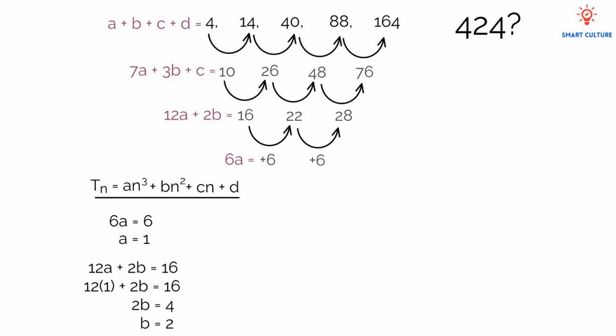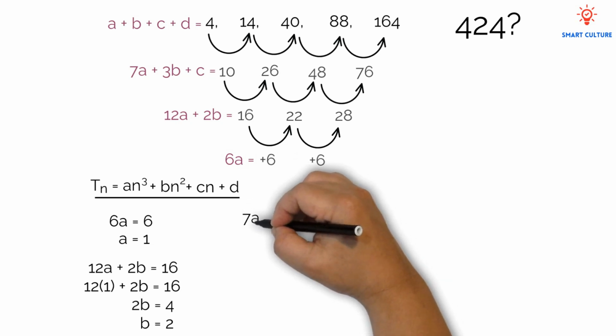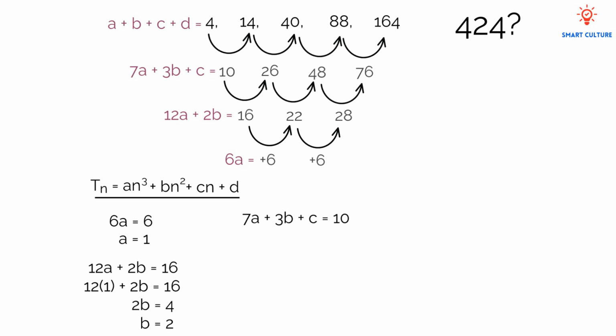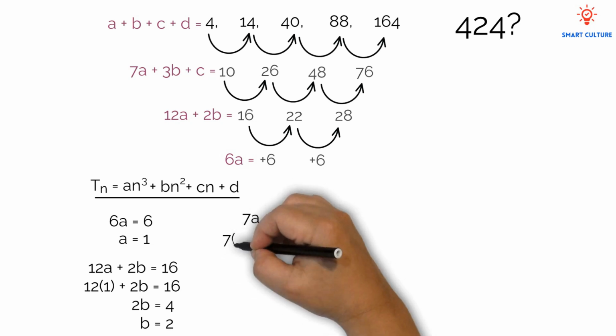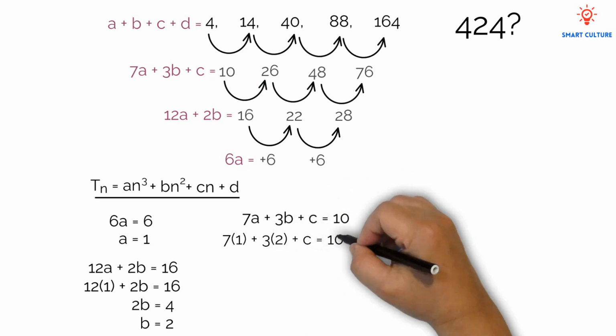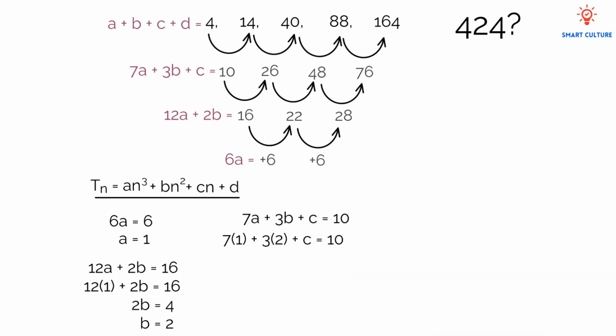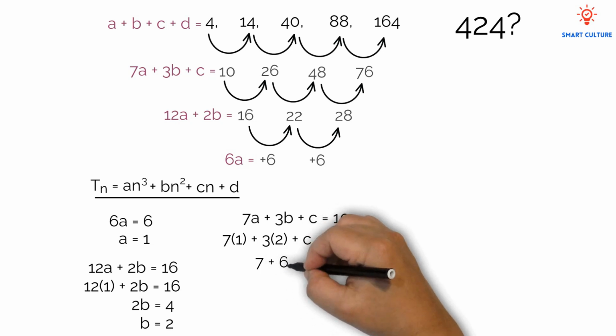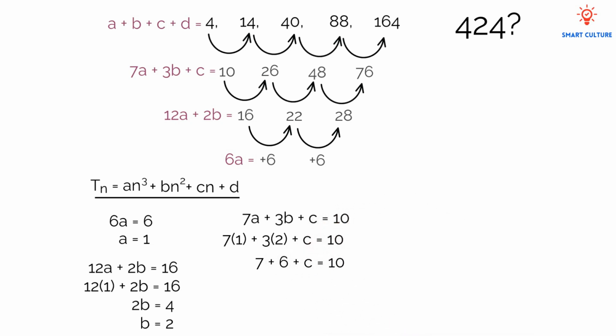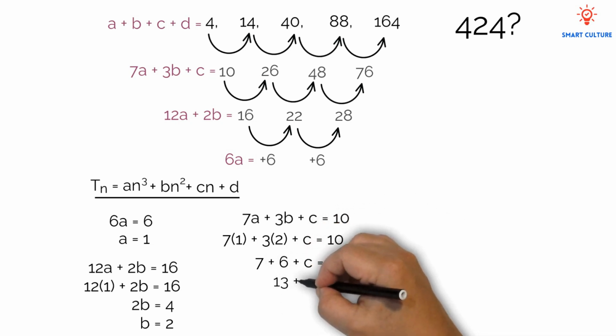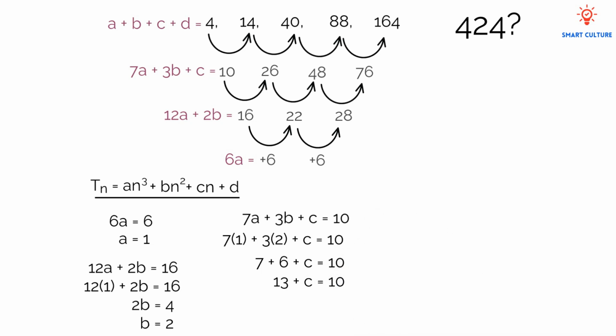7a plus 3b plus c is equal to the difference between the first two terms. So we know that this is 10. So we'll write down 7a plus 3b plus c is equal to 10. We know the value for a, we know the value for b, so we can sub these values into this formula. 7 times 1 plus 3 times 2 plus c is equal to 10. 7 plus 6 is 13. So we have 13 plus c is equal to 10. Now we take over the 13 to the other side because we want to solve for c. 10 minus 13 is equal to -3. So c is equal to -3.